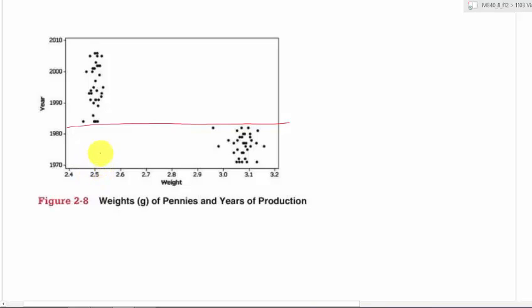We can see that something happened sometime after 1980. It looks like maybe 1983 or 1984, something like that. There was some kind of a change that changed the weight of the pennies. They've always been the same size, so most likely it was a change in the composition, what the pennies were made of.